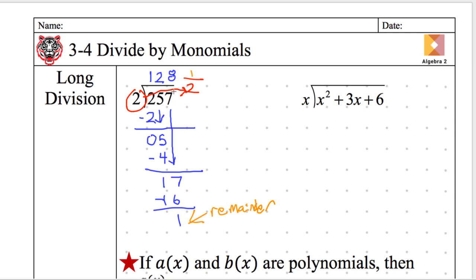Let's see if we can apply that same thing to a polynomial. All right. So I'm going to divide x squared plus 3x plus 6. I'm going to divide this thing by this thing. So what is the first thing that I'm going to do? Fiona. X goes into x squared.